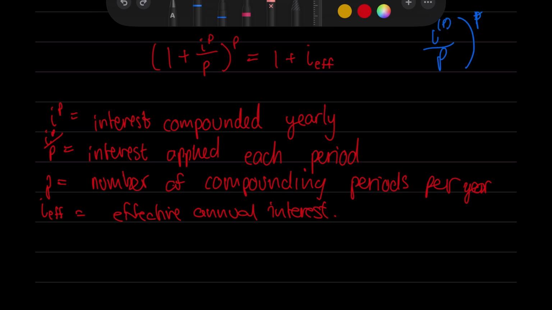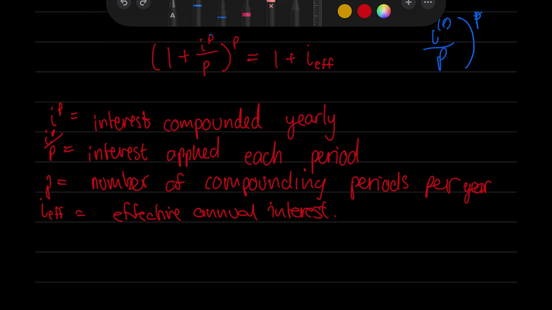Anyway, so in the numerator, we have that IP, which we said is our P-thly convertible interest rate. In the denominator, we have a P, and this exponent is also a P. That P is just the number of compounding periods per year. So if it's convertible monthly, that would be 12. Convertible quarterly, that would be 4. Semi-annually, it would be 2, and so on.